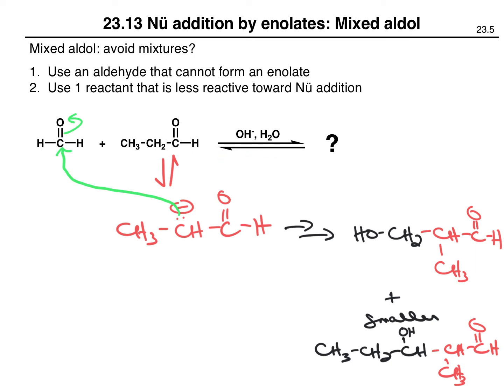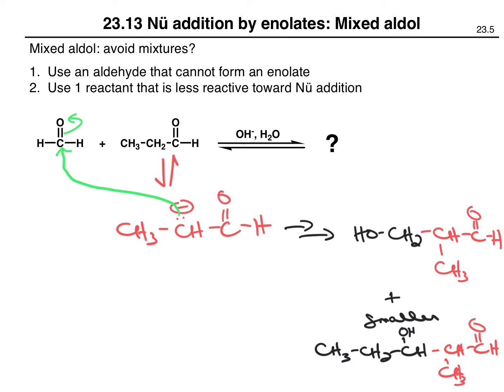But what if this isn't the target that we want? What if we want a target that derives from two aldehydes, both of which could form an enolate? Are we stuck with trying to sort through 4 different products at the end?